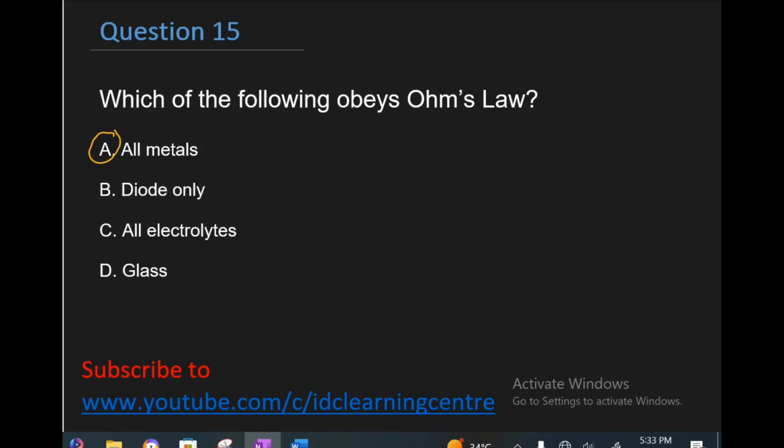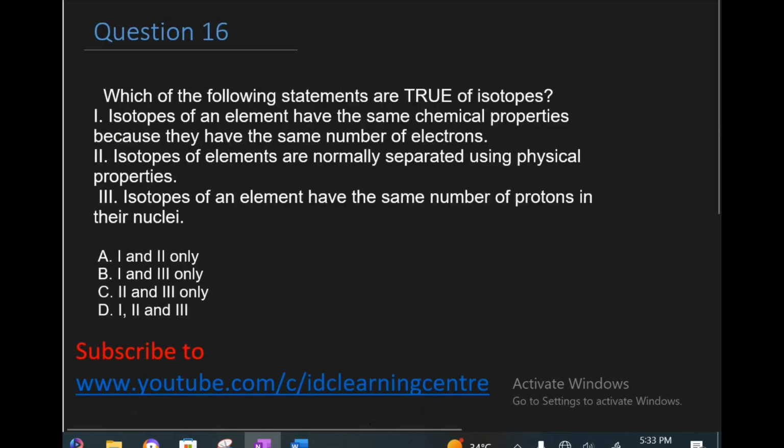Remember, our Ohm's law states that what? For a metallic conductor, the current is directly proportional to the potential difference. The more the current, the more the potential difference, and by extension it is inversely proportional to the resistance, provided every other factor is kept constant. So all metals obey Ohm's law.